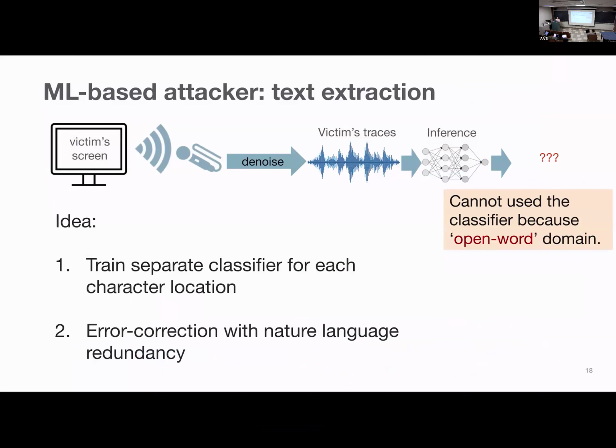The next one is text extraction. In this scenario, they cannot use the classifier from before, because it's actually an open-ended problem. People do not know the output in advance, so they train another classifier. They define the exact text in a specific location, and they can use the same neural network to get the final output. And also they use error correction with natural language redundancy. They assume that the victim does not input any gibberish; they input English words.